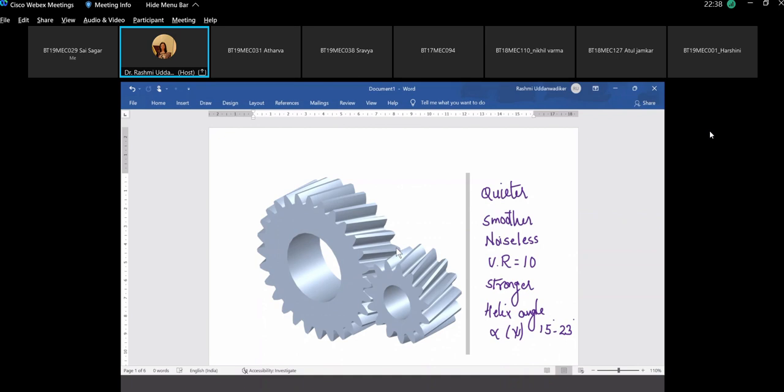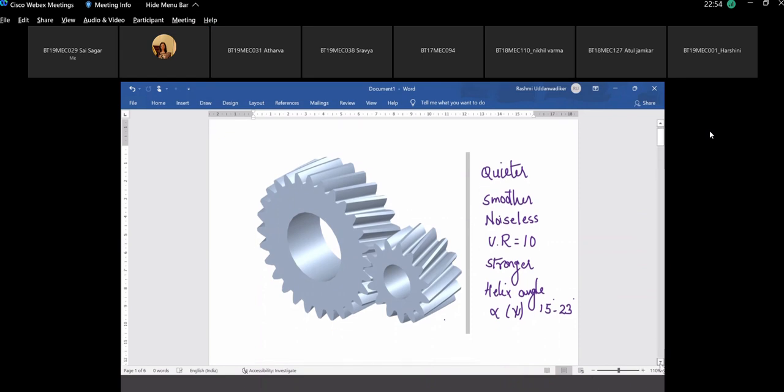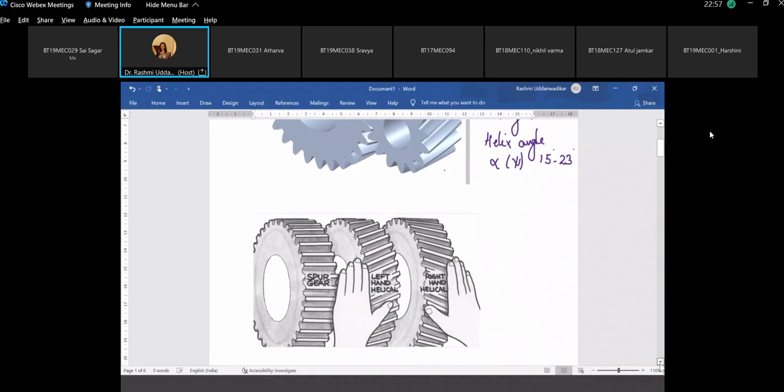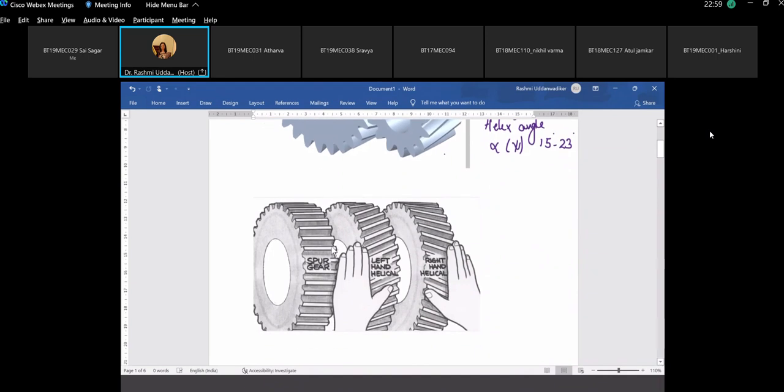Now which one is right and which one is left? How do you tell which one is a right hand gear and which one is left hand gear? Yes. So there is a simple test. A spur gear looks like this. If you are holding your left hand, then if your thumb is in line with the gear face like this, you call this as left hand helical gear. And if your right hand thumb is in line with this, then you call this as right hand helical.